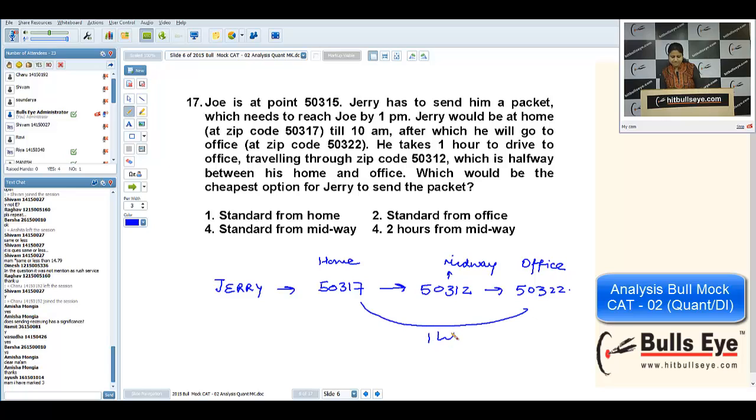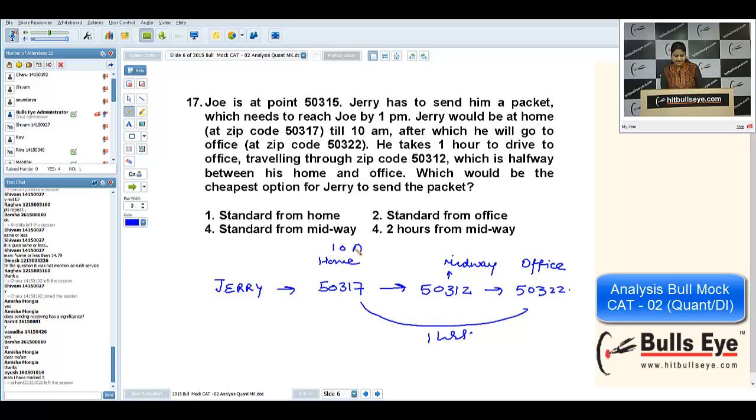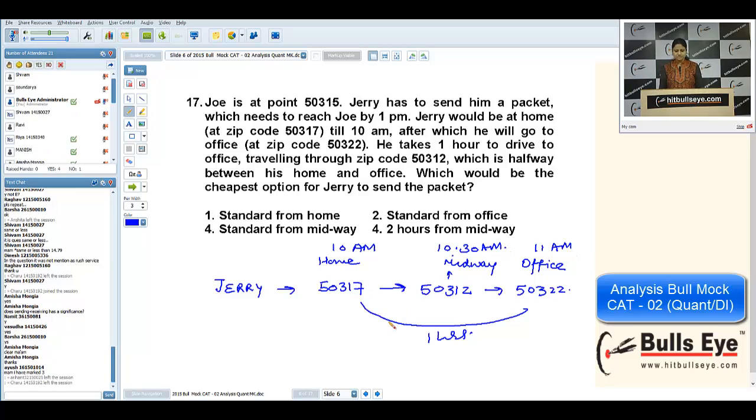The complete journey takes 1 hour, and he is leaving at 10 a.m. So at 10:30 he'll be at Midway, and at 11 a.m. he'll be at the office. Now he wants to send a packet to Joe, who is at point 53:15. Now we'll use all the options. Which would be the cheapest option for Jerry to send the packet?